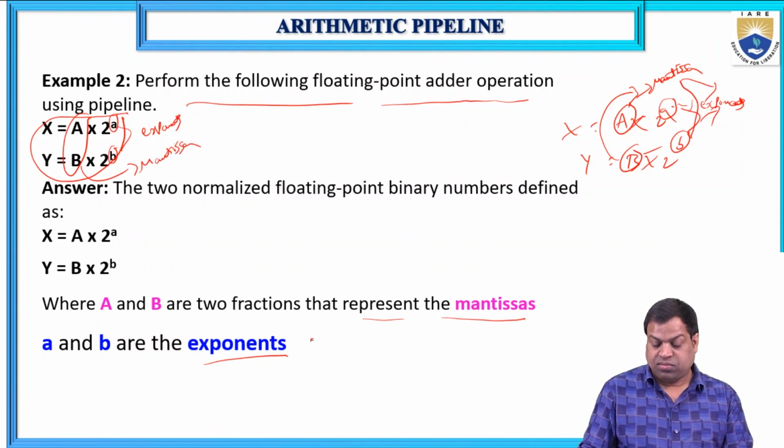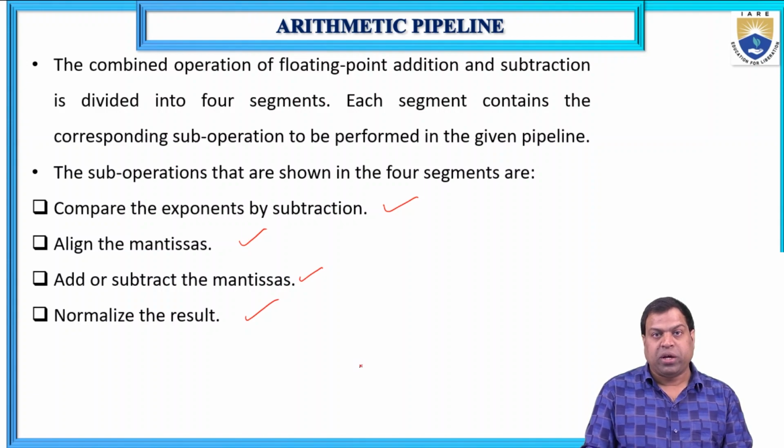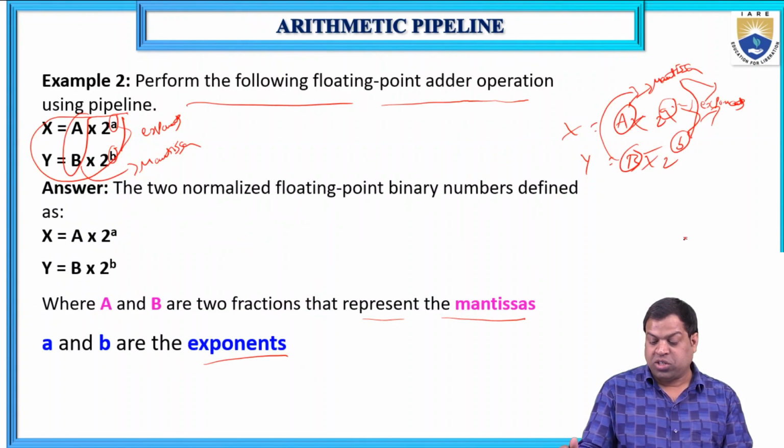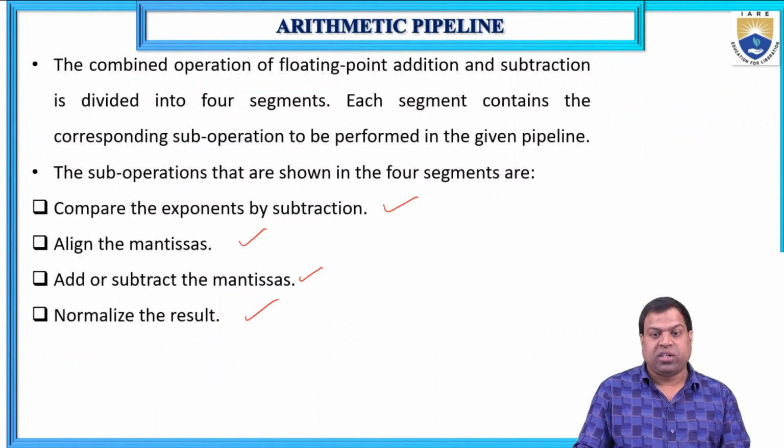Next, compare the exponents by subtraction, align the mantissa, add or subtract the mantissa, and normalize the result. First, compare the exponents. What are the exponents here? A into 2 power a, B into 2 power b. So these exponents should be balanced and the mantissa aligned.